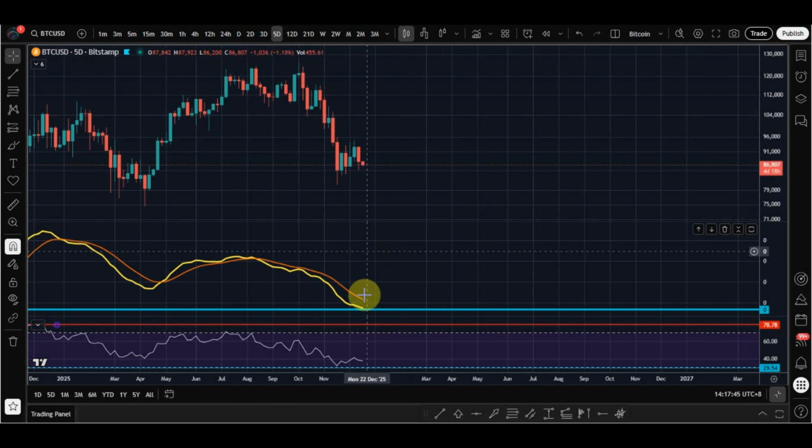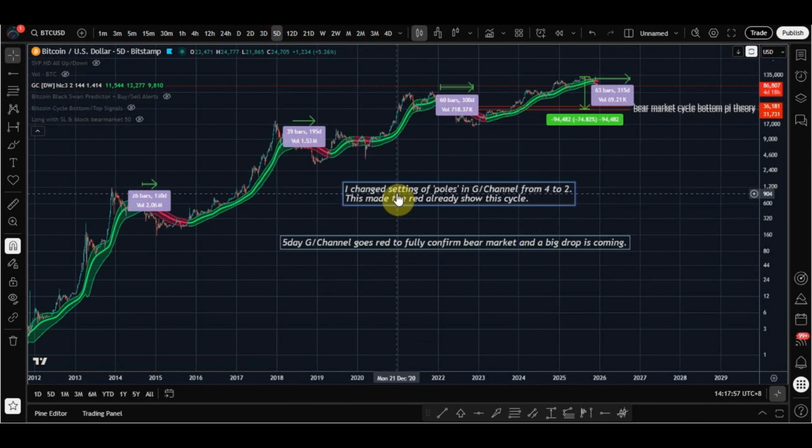Currently, the LMACD is just about to touch the blue line. A new candle on Monday will tell us if it is touched or not. I moved the poles in settings of Gaussian channel from 4 to 2. The outcome is that the red is already showing in the channel, indicating a bear market or COVID-type crash.